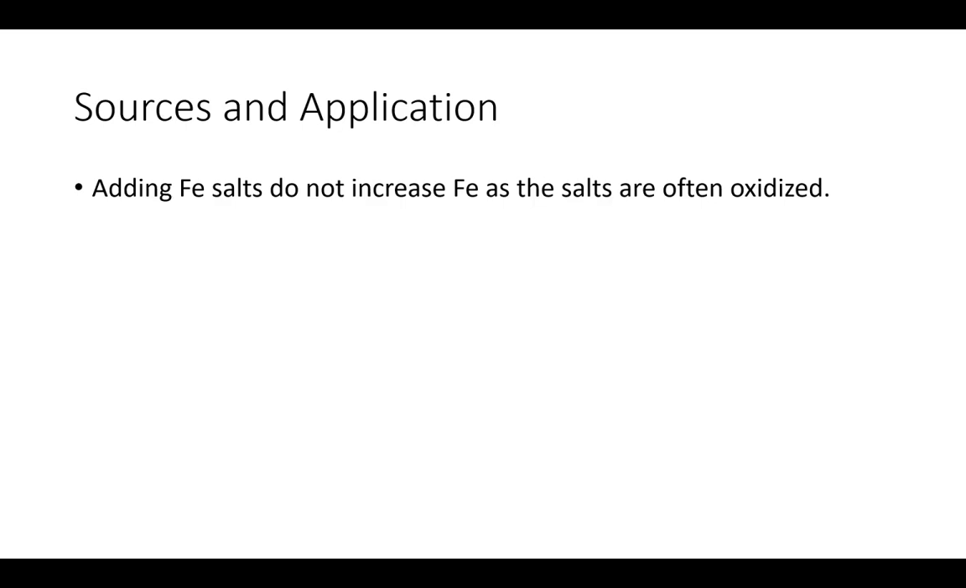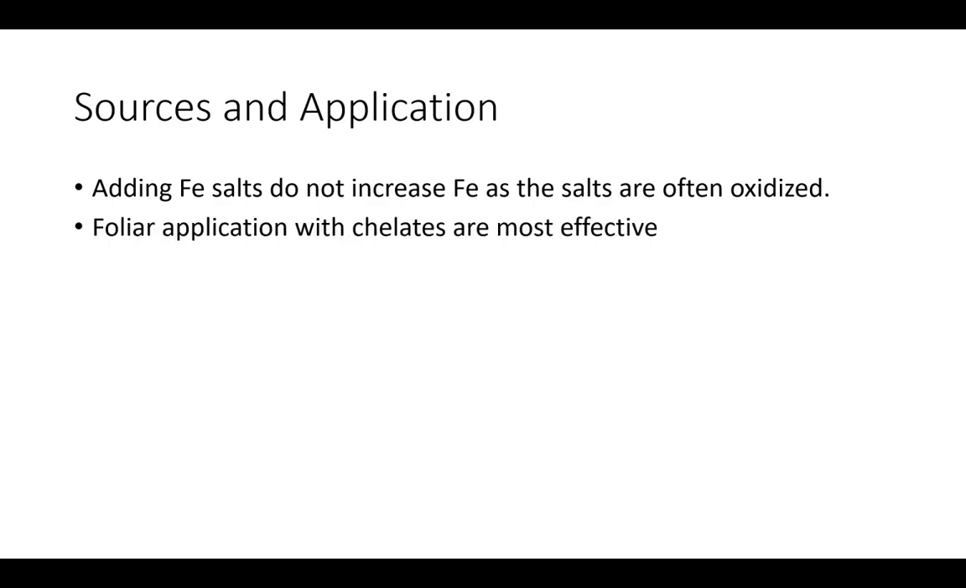Sources and application. Adding iron salts does not increase iron as the salts are often oxidized, which means we've got to find a different way of applying them. If the iron salts become oxidized, it just becomes part of the soil iron pool, which means it's not getting into the plant. Therefore, if we're going to add iron, we don't necessarily do it as a salt-based material. Foliar application with chelates is the most effective part. Iron deficiency is one of these things that we often deal with on golf courses and certain other types of agricultural areas.